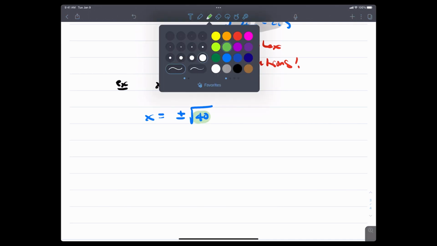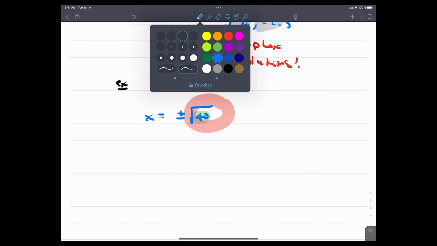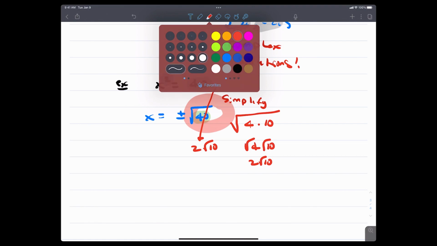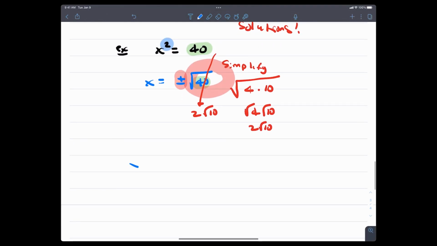Now, what do you guys know about this square root of 40? You have to simplify, is that right? Absolutely. So you get to simplify. So the square root of 40, remember, the largest perfect square that goes into 40 is 4, and this would be 2 square root of 10. So this radical is 2 square root of 10, plus or minus. X is plus or minus 2 square root of 10.